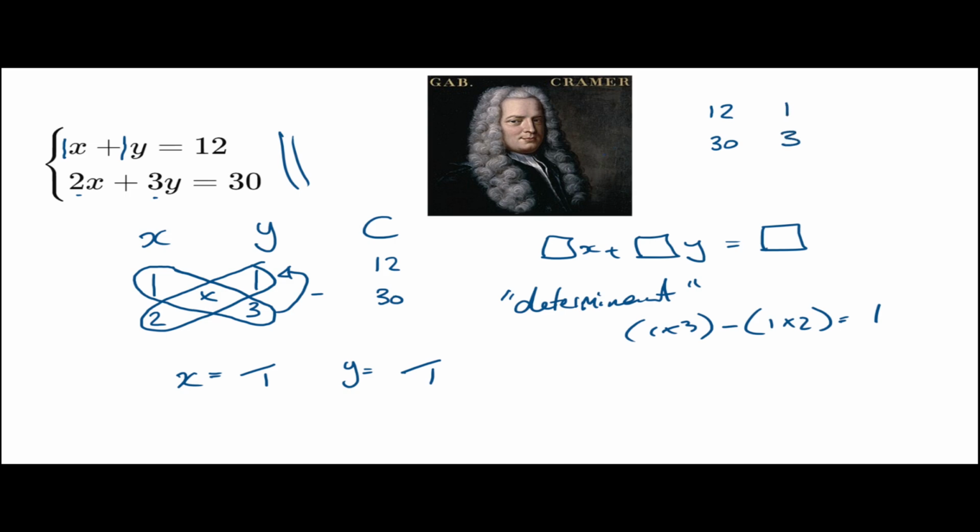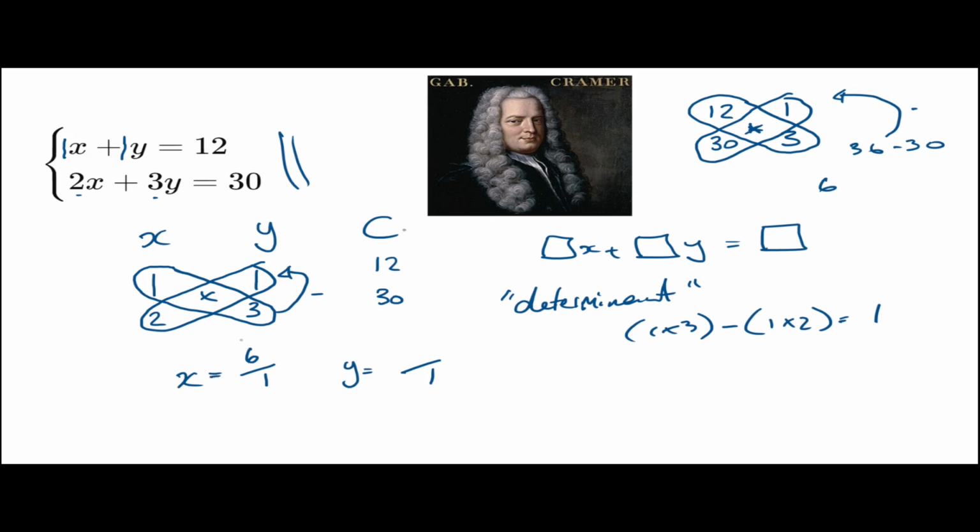And I'm going to do exactly the same thing. I'm going to find the determinant of this matrix. 12 times 3 is 36, minus 1 times 30 is 30. So x is 6 over 1. Fantastic.